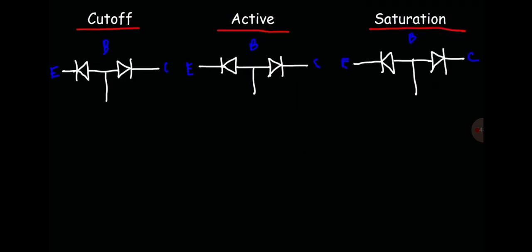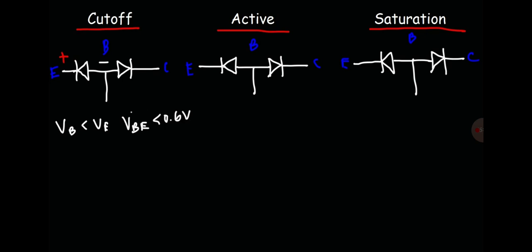Now, there are 3 important regions to be familiar with when dealing with transistors. The first is the cutoff region. Next, we have the active region. And the third operating region is the saturation region. Now, during the cutoff region, the emitter has a higher potential than the base. So in this case, we could say that VB is less than VE. Or we could say that VBE is less than 0.6. If that's the case, the transistor is off.